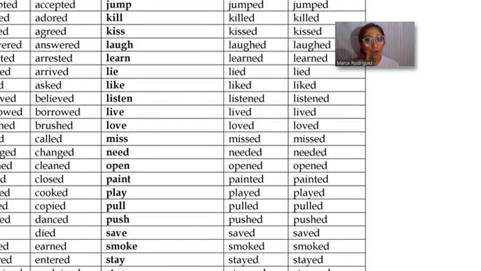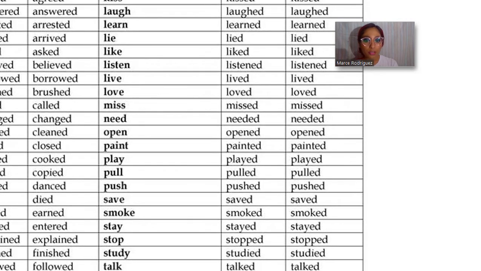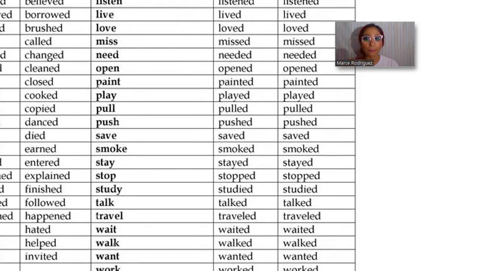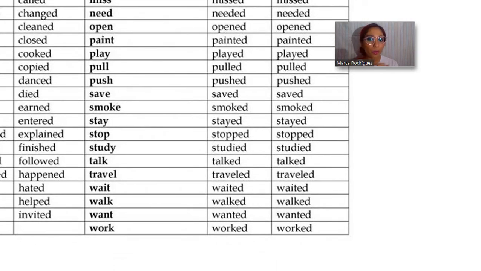Okay, open, opened, opened. Algunos verbos los puedes pronunciar de diferente manera, depende de la pronunciación de la región de la persona. Play, played, played. Push, pushed, pushed. Okay, and work, worked, worked.